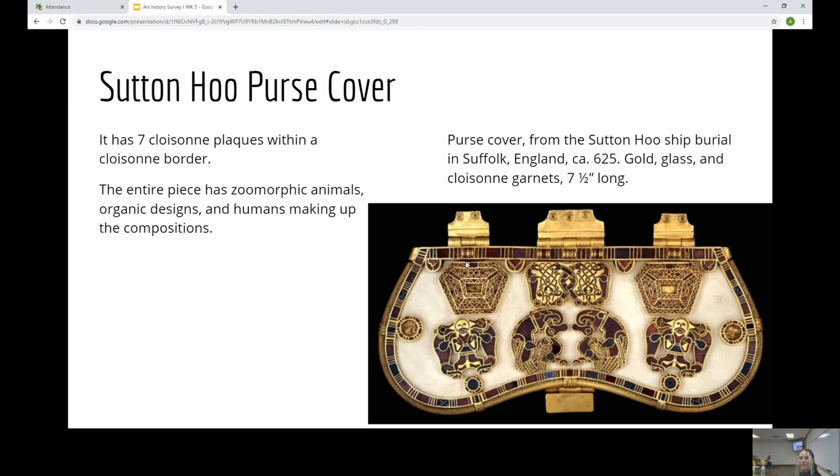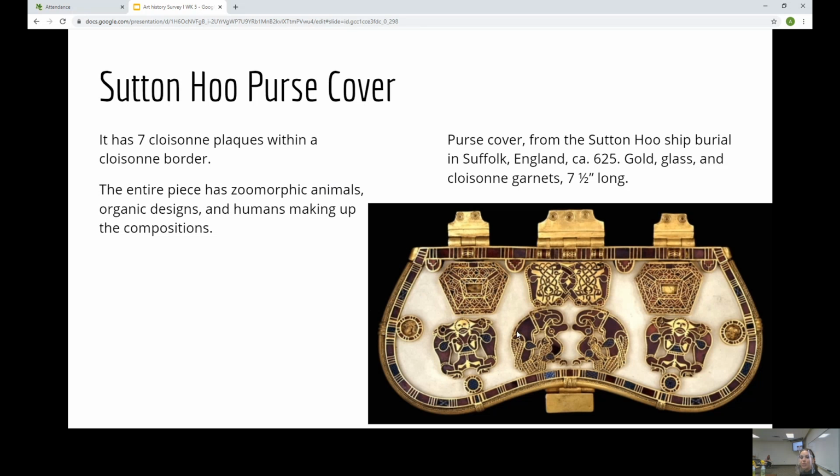So here is just a cloisonne shape with filigree, another cloisonne shape with filigree. This is an animal, this is an animal, this is a human with two animals. We'll talk about those in a second. And it is, of course, surrounded with more cloisonne and enamel.